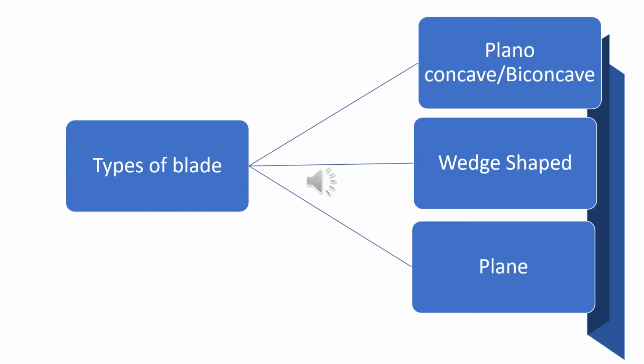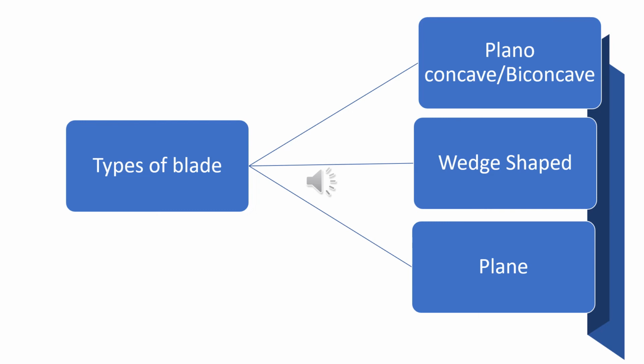There are three types of blades mainly used in the microtome. First one is plano concave or biconcave, second wedge shaped, and third one is plane shaped. Biconcave has two hollow ground surfaces at the end, very sharp. It is used for cutting soft celluloid embedded materials. Wedge shaped is more rigid and extra thick at the tip, and it is used for cutting harder materials, frozen section, cryostat section, soft plastic, wood, and textile fiber, etc.